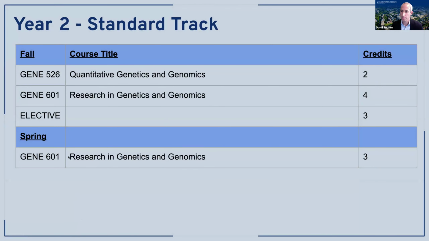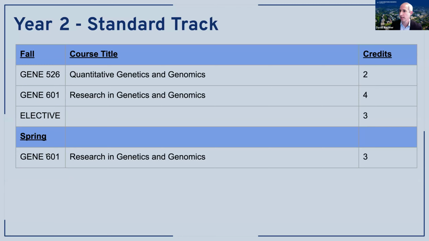The second year is, again, mostly focused on research. The fall semester, there's a quantitative genetics class, and then Gene 601, the research class. This is where you'll be in the lab, directly doing hands-on research, working with other students, working directly with another faculty member in one of the chosen fields that you want to develop more expertise on. And then there's also an elective class as well. In the spring, it's only research, so you'll have all of your time available to work directly and get a lot of good hands-on experience in the lab and really develop expertise.